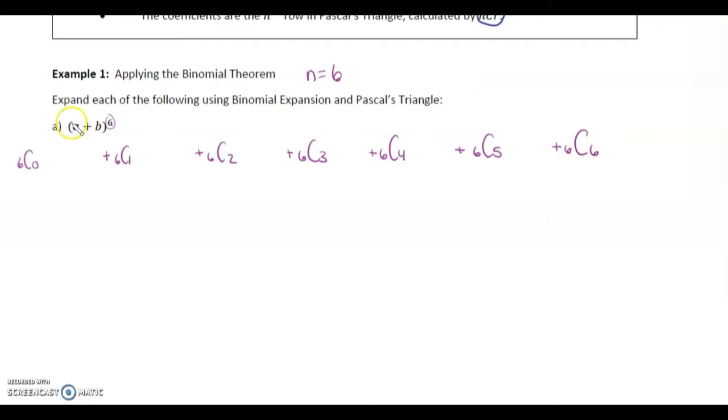Now, let's take our first term and pattern that. Let me do this in a different color, blue, so that we can follow along. We're going to start with a to the n, which is 6. So a to the 6, a to the 5, a to the 4, a to the 3, a to the 2, a to the 1, a to the 0, which cancels out.